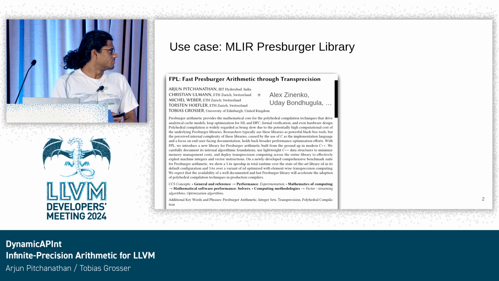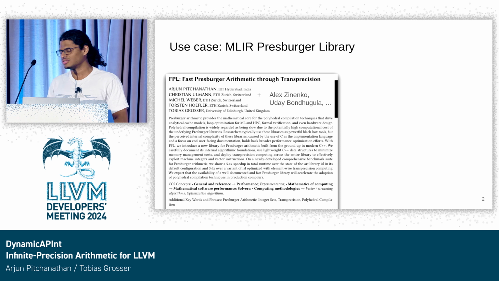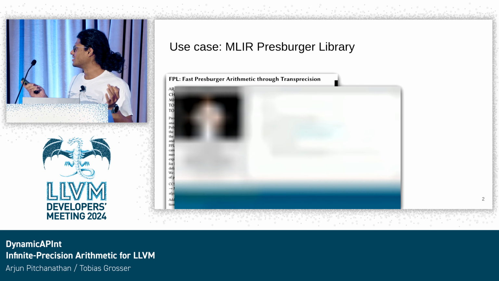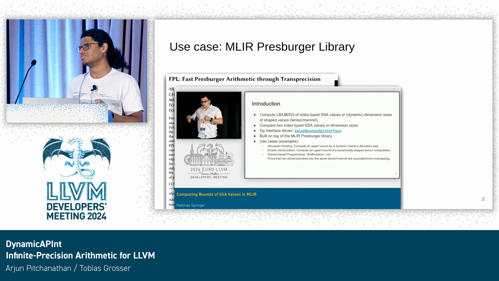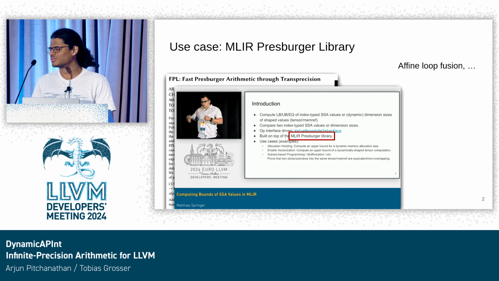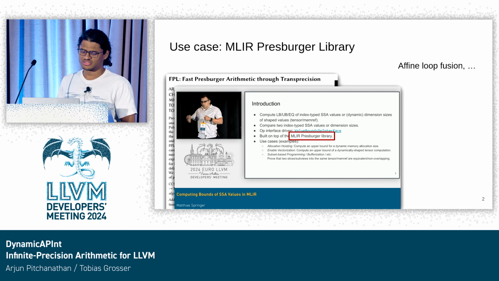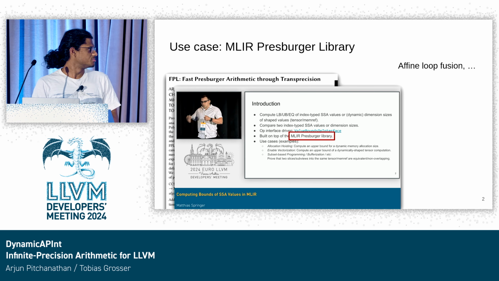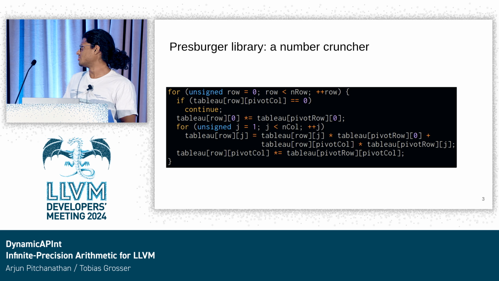Okay, so why do we even want this? Well, we have a Presburger library up in MLIR upstream. We don't really need to know what exactly a Presburger library is, but basically it's a set of solvers for some types of constraint systems, and it happens to be used in a couple of different places, like for computing bounds of SSA values, or for affine loop fusion, and I've been told in CIRCT, but there's a couple of places. So it's used in all these places in the compiler, so we want it to be fast and we want it to be correct to avoid miscompiles.